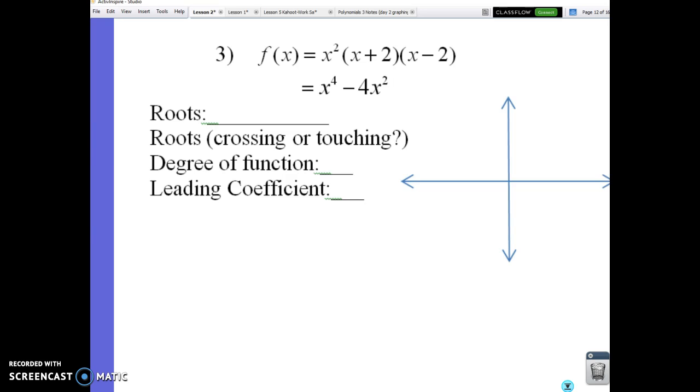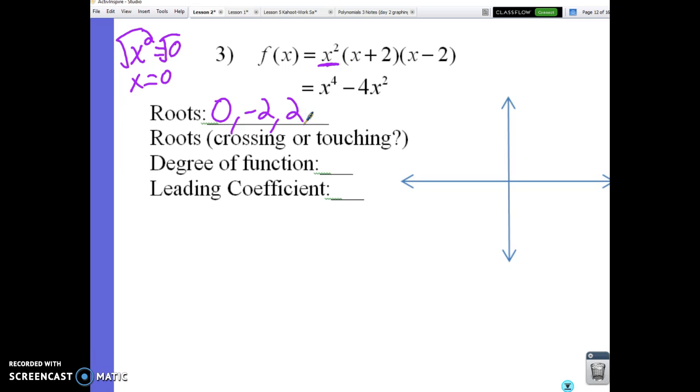So, our roots. We've got an x squared. We still have to set that equal to 0. So x squared equals 0. That's just, x is going to equal 0. Take the square root of both sides. Square root of 0 is 0. Okay? So our root's at 0. Our roots are at -2 and +2.